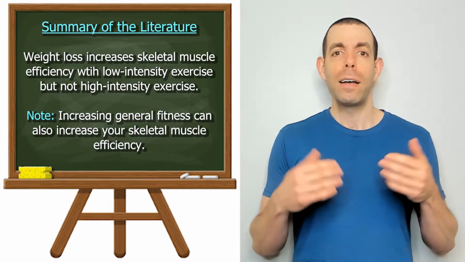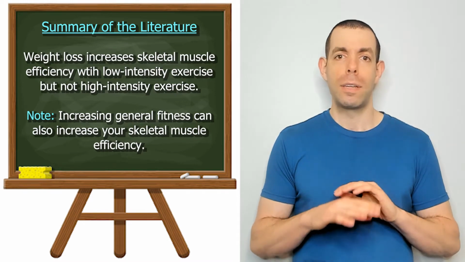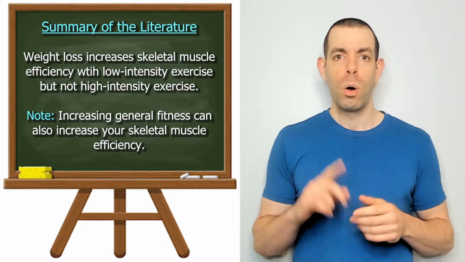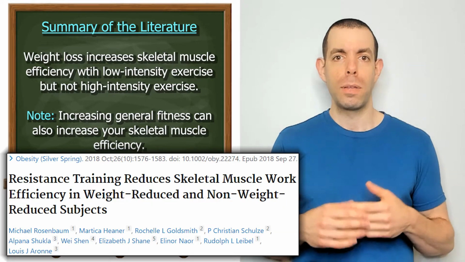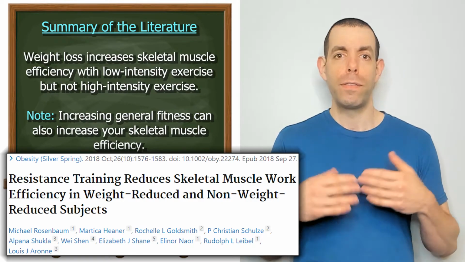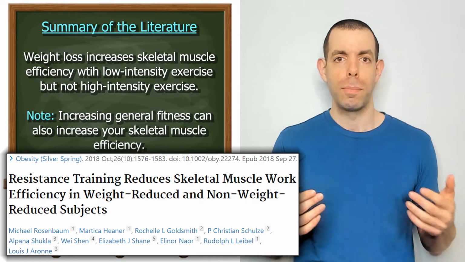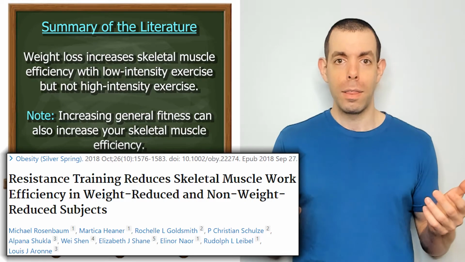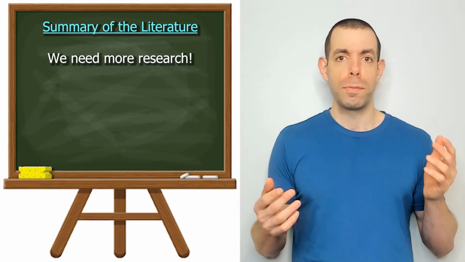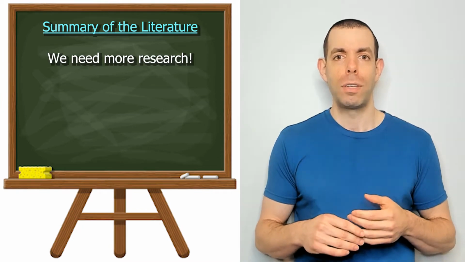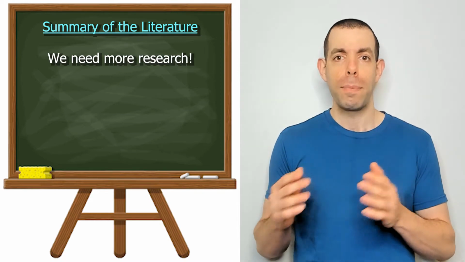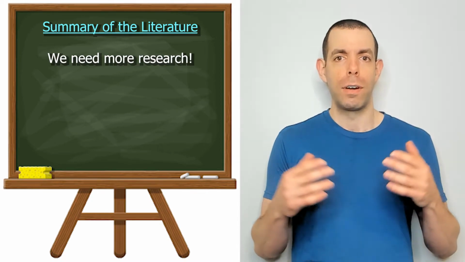However, for higher intensity aerobic exercise, there doesn't seem to be much of a change in skeletal muscle efficiency, and one small study a few years ago demonstrated that with low-intensity resistance training, you can actually reverse some of this change in your skeletal muscle efficiency, which would be a good thing for the purposes of losing more weight. Now, there's only a handful of small studies, as I said, so we actually need more data to be able to say conclusively how this changes with different types of exercise, different durations, and different intensities.